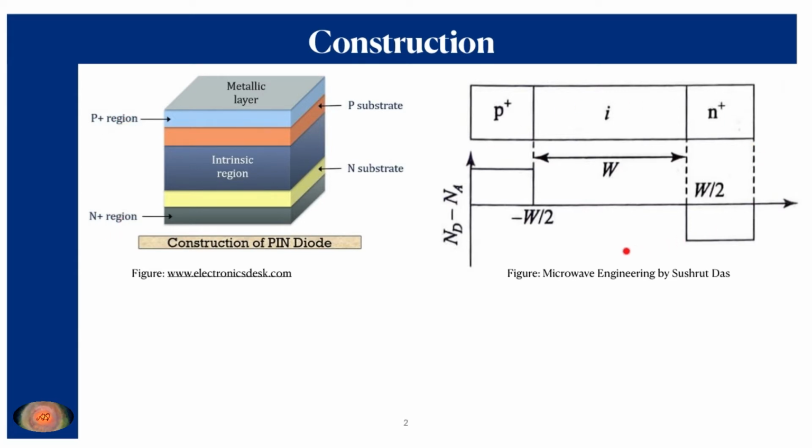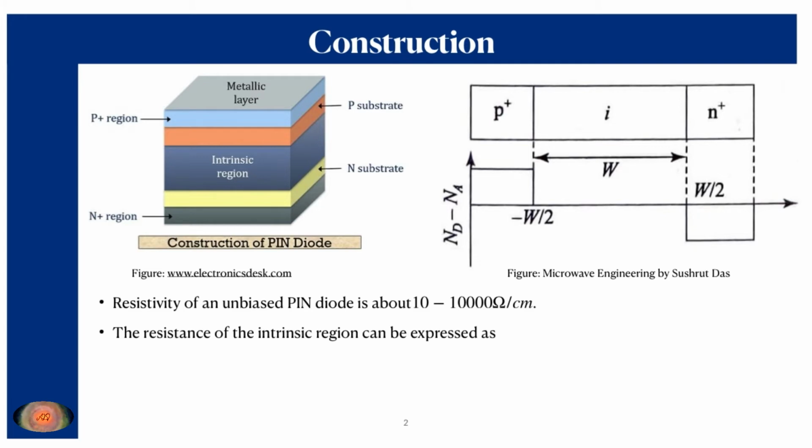Using this diagram, the doping concentration of a typical pin diode is shown over here. P is doped as a P plus region and N is denoted as N plus region, which means the P side and N side are highly doped, whereas this intrinsic region, the longer region, is undoped. Therefore the concentration is higher on the P side as well as on the N side.